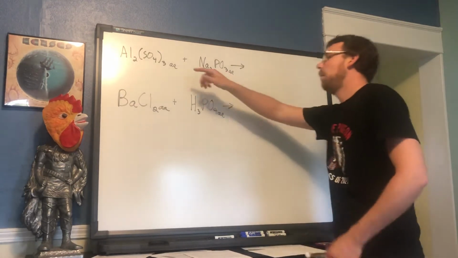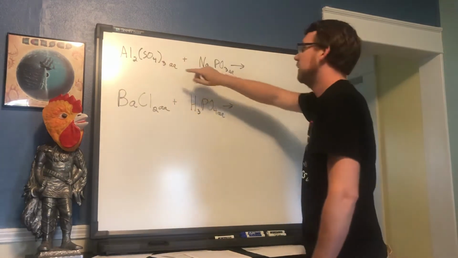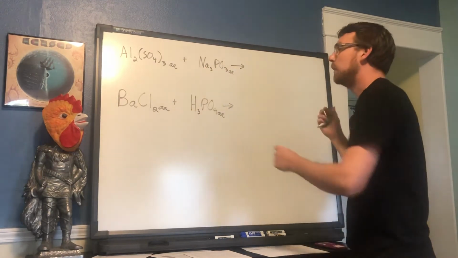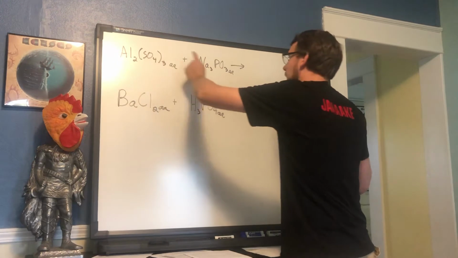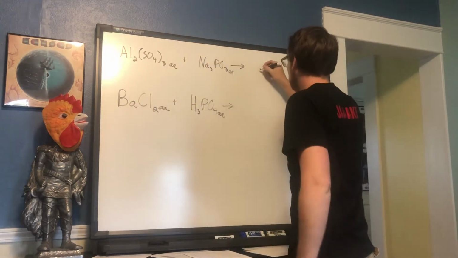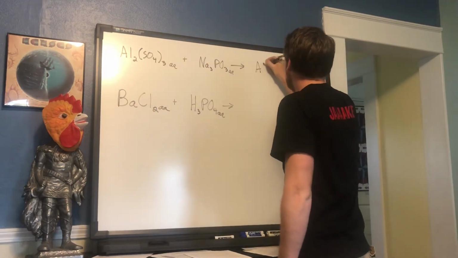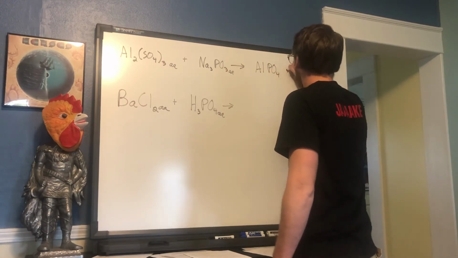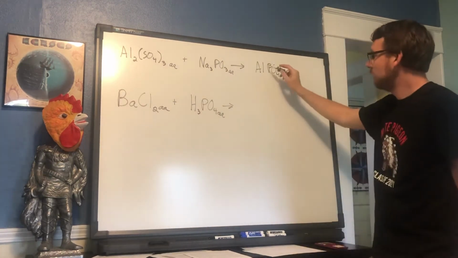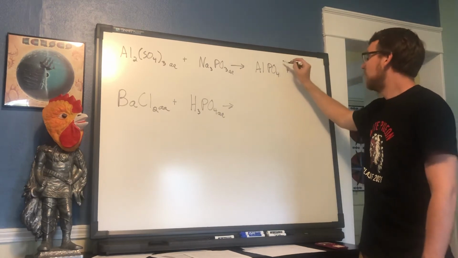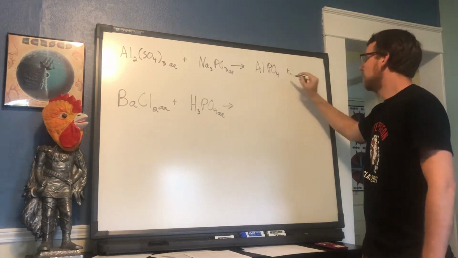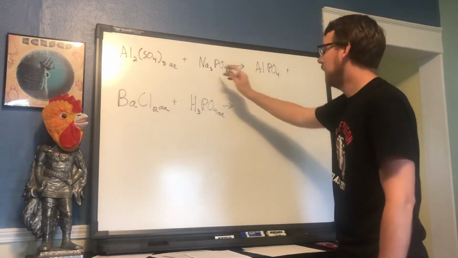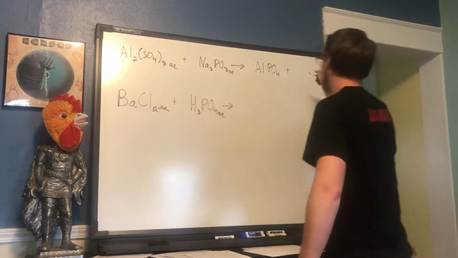So for our first problem, we have aluminum sulfate, which is aqueous, and we have sodium phosphate, which is also aqueous. So our aluminum is going to switch partners. It's going to end up with our phosphate. We will have aluminum phosphate. Now aluminum has a +3 charge, phosphate has a -3 charge, so we don't need to do anything else to this compound. Next, we are going to end up with sodium sulfate.